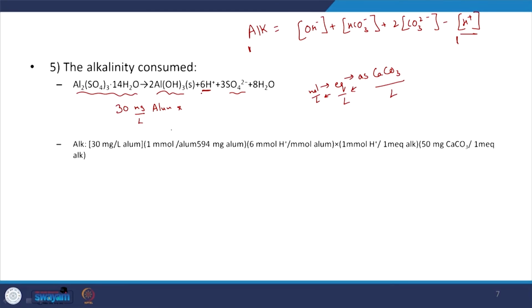So, only then I can go in this direction and end at my answer. First this alum I have to convert into molar units. So, molar units, what do I do? It is 1 mole per 594 grams of alum. So, now the units are in moles. And I know that for 1 mole of alum, 6 moles of H plus are being given out, 6 moles of H plus per mole of alum.